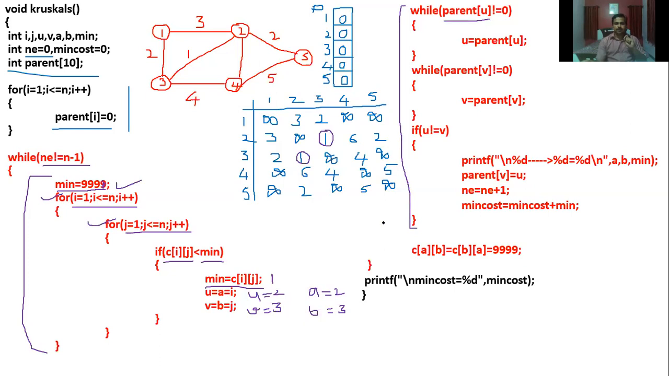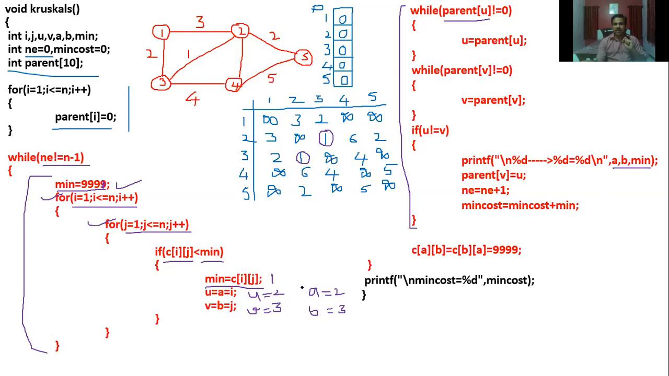Parent of U, what is U? 2. Parent of 2 not equal to 0? Yes, it's equal to 0, so it doesn't enter this loop. Next V. V is equal to 3. Parent of V not equal to 0? Yes, the condition becomes false. It doesn't enter into this while loop and comes out. What is U and V? U is 2, V is 3. So that means I can consider that edge.